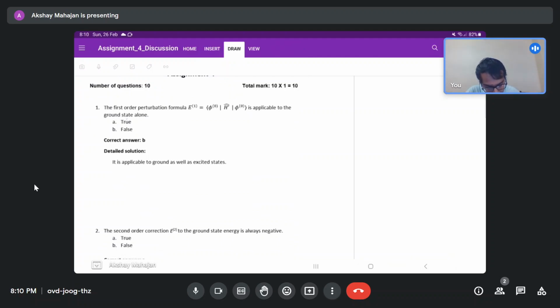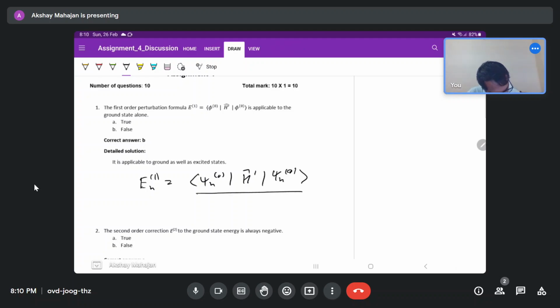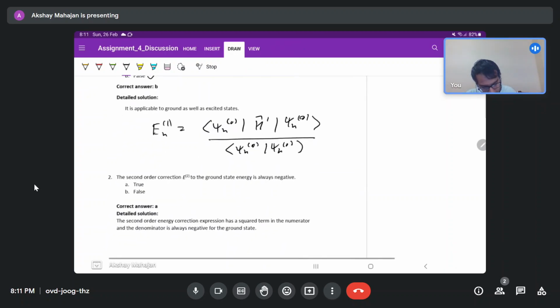The first one was: the first order perturbation E1 is applicable to the ground state alone. That is not true. We know that En of 1 is psi n of 0, h cap prime, psi n of 0, divided by the normalization also. Here n we didn't say is the ground state or excited state, it could be any. So the correct answer would be B. It is false. It could be an excited state as well.